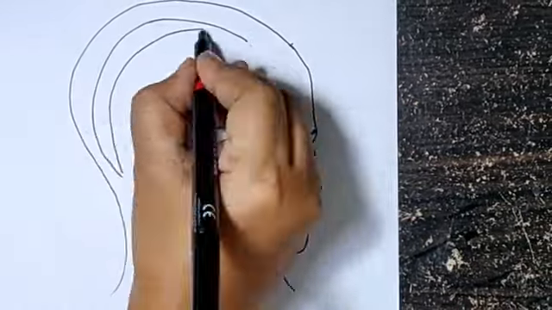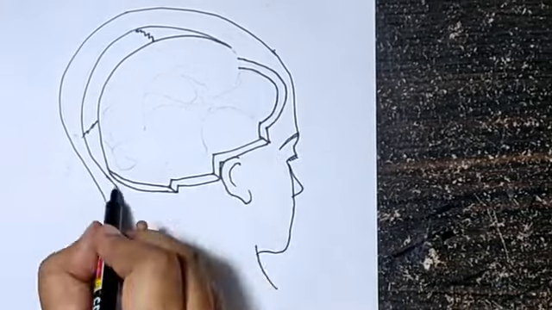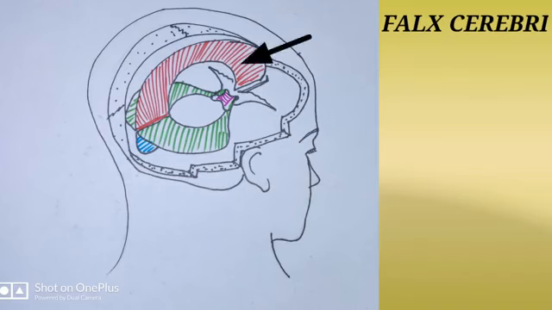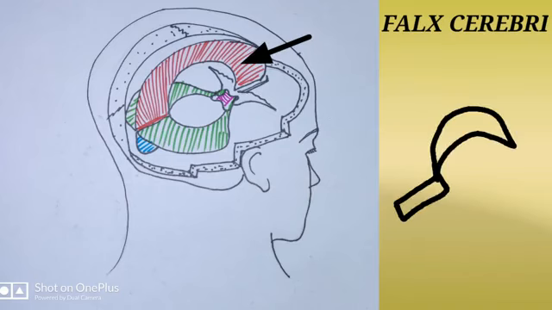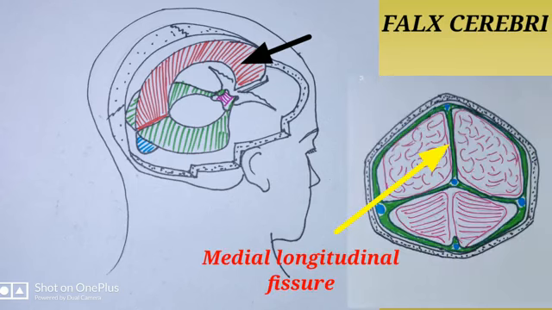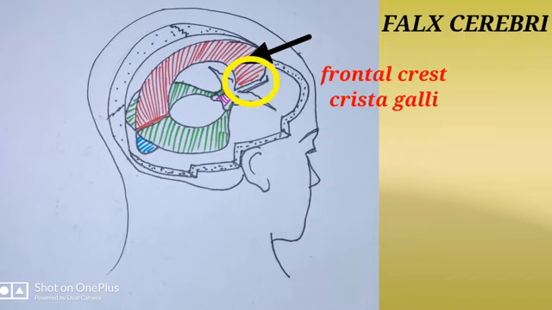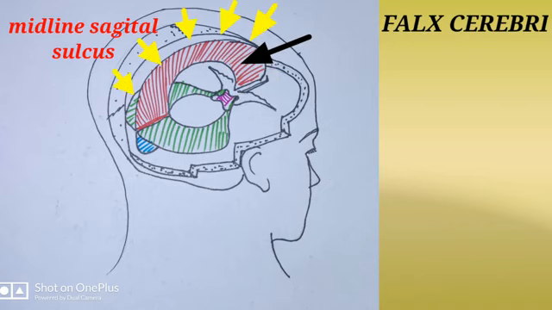Now we will see the attachment of all the dural folds and how they are disposed in the interior of the skull. The falx cerebri derives its name from its sickle shape. It forms a vertical partition in the longitudinal fissure between the cerebral hemispheres. It has a superior convex margin and an inferior concave margin, and an anterior end and a posterior end. Anteriorly, it is attached to the frontal crest of the frontal bone and crista galli of the ethmoid bone. Superiorly, it is attached to the midline sagittal sulcus of the vault of the skull.